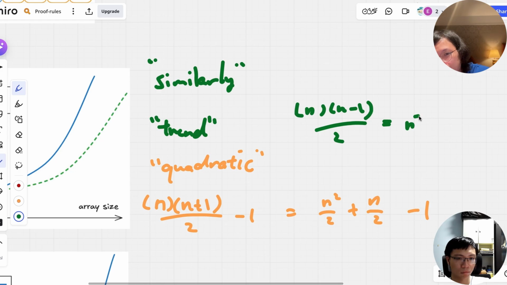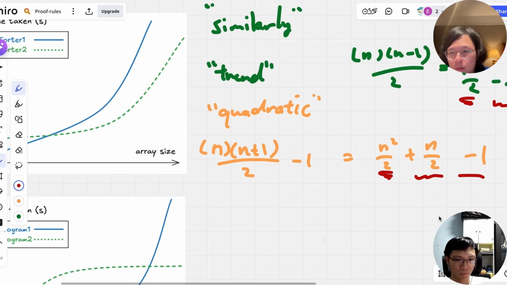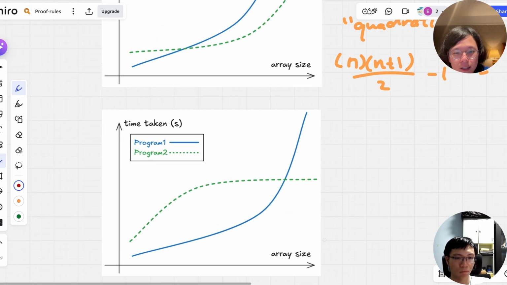This is basically n squared over 2 minus n over 2, right? They both have this n squared term in it, right? So we want to say that they have a quadratic trend. We're going to start trying to ignore these lower order terms because in the grand scheme of things, they won't matter too much.